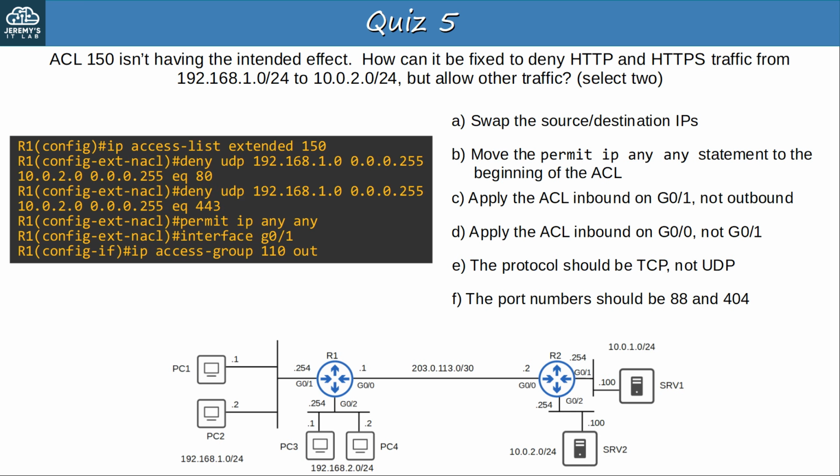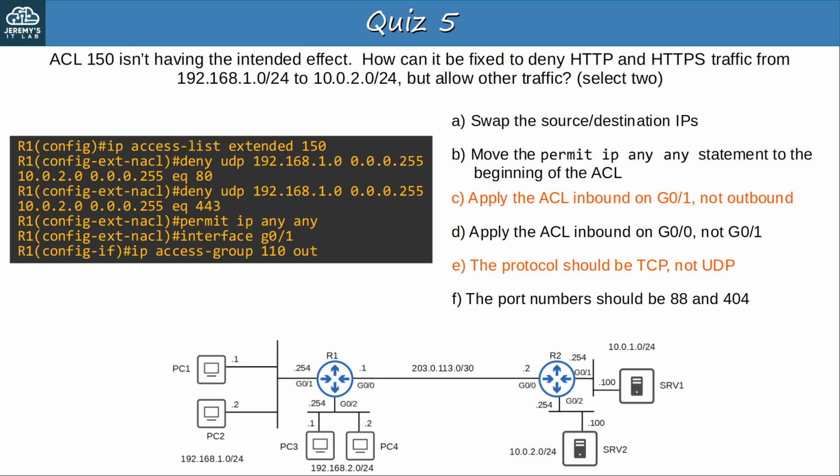The answers are C and E. The ACL should be applied inbound because we are trying to filter traffic entering the G01 interface from the 192.168.1.0/24 subnet. So, C is correct. Also, HTTP and HTTPS both use TCP as their layer 4 protocol, not UDP. So E is also correct. Okay, that's all for the quiz.